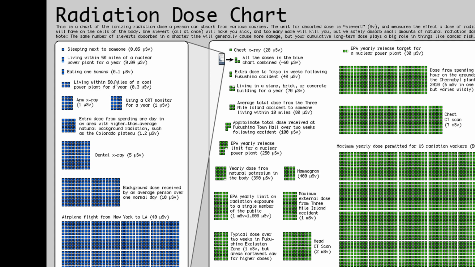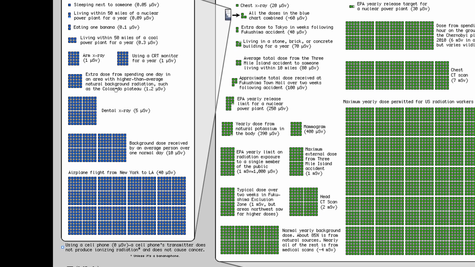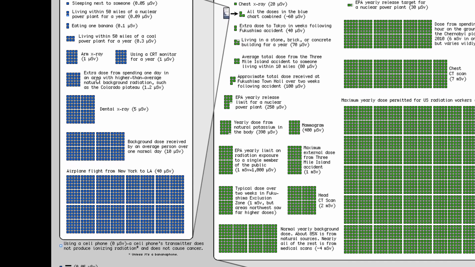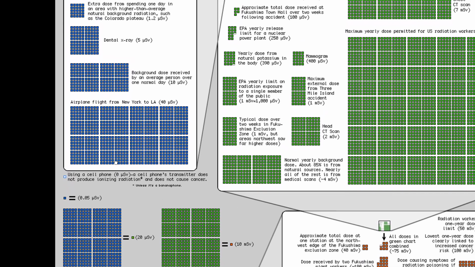Eating a banana, living within 50 miles of a coal power plant for a year, having an arm x-ray, using a CRT monitor for a year, or spending a day in an area with a higher than average natural background radiation. A dental x-ray is 5. But these are small numbers, very, very small numbers. Using a cell phone, the transmitter actually doesn't use radiation, so a cell phone doesn't have what we would consider to be radiation, so it's important to understand that.